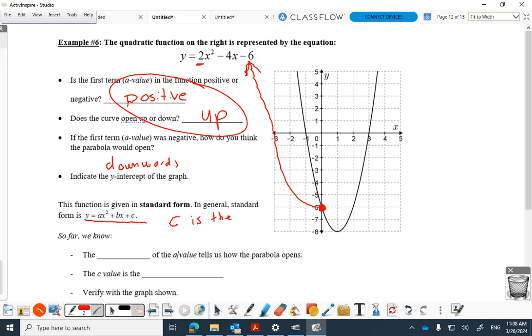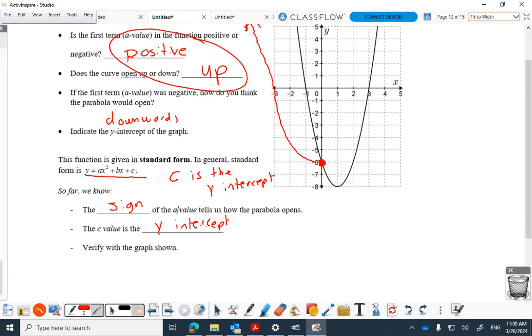So maybe we know or could know a little more on this spicy example than we think. There's still lots to know. Why did it move over here? Why is it so far down? There's lots to talk about, but at least we can get the y-intercept. So far we know the sign of the a value tells us how the parabola opens. The c value is the y-intercept. And verify with the graph shown. Well, I can see that right in the graph. Lots of spice coming in later lessons.